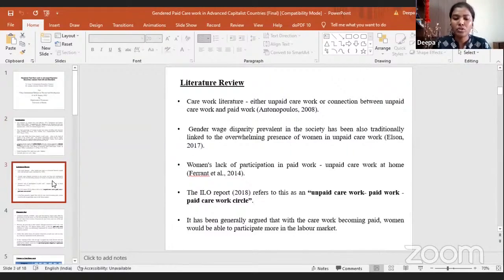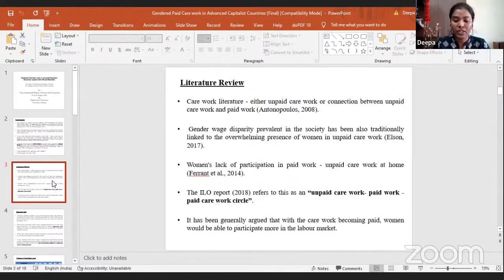Further, most other literature on care work is focused on either unpaid care work or the interlinkages between unpaid care work and paid work that women do. The reason behind this is that much of the gender wage disparity prevalent in society has traditionally been linked to the overwhelming presence of women in unpaid care work.